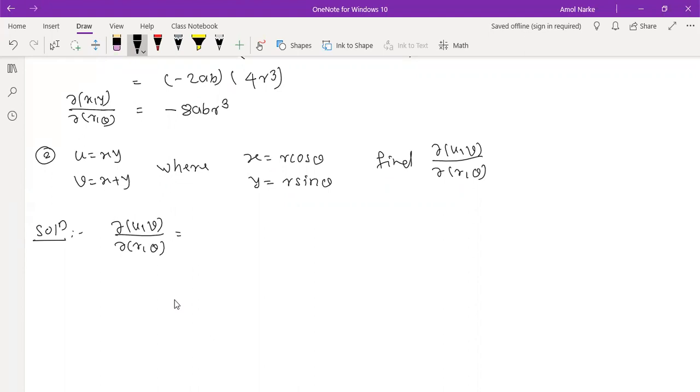Put x is equal to r cos theta here and y is equal to r sin theta. So you are getting r square cos theta sin theta, and here r into cos theta plus sin theta, and then you can find. No problem, that you will do as homework. But here we are using the chain rule because we have u in terms of x and y. I am going to find the Jacobian of u, v with respect to x and y, into the Jacobian of x and y with respect to r and theta.